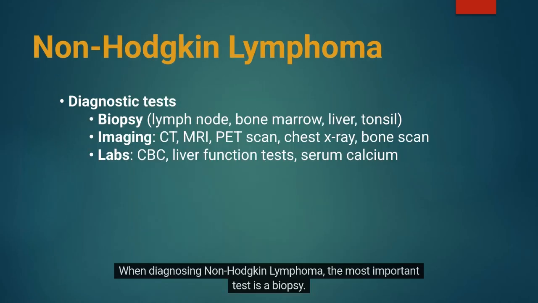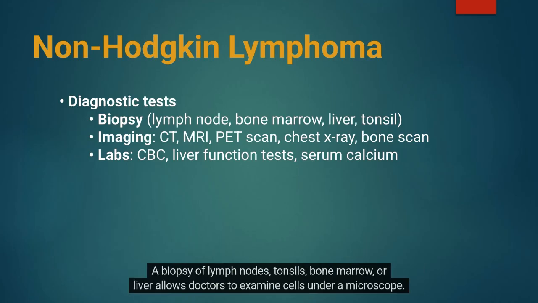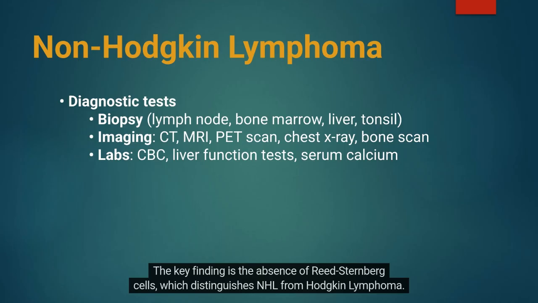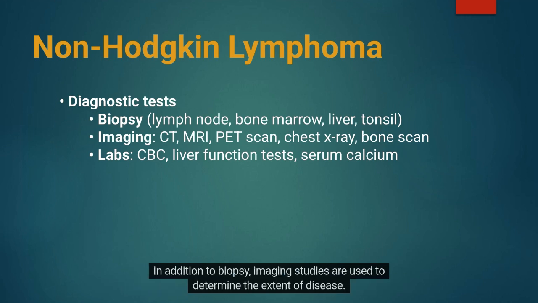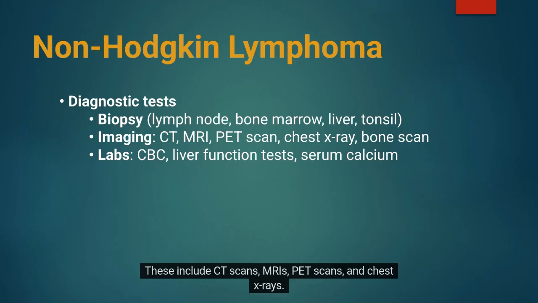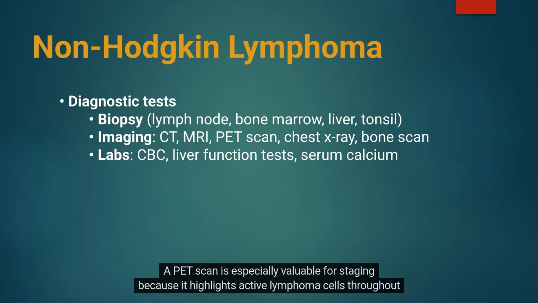When diagnosing non-Hodgkin lymphoma, the most important test is a biopsy. A biopsy of lymph nodes, tonsils, bone marrow, or liver allows doctors to examine cells under a microscope. The key finding is the absence of Reed-Sternberg cells, which distinguishes NHL from Hodgkin lymphoma. In addition to biopsy, imaging studies are used to determine the extent of disease. These include CT scans, MRIs, PET scans, and chest X-rays. A PET scan is especially valuable for staging because it highlights active lymphoma cells throughout the body.